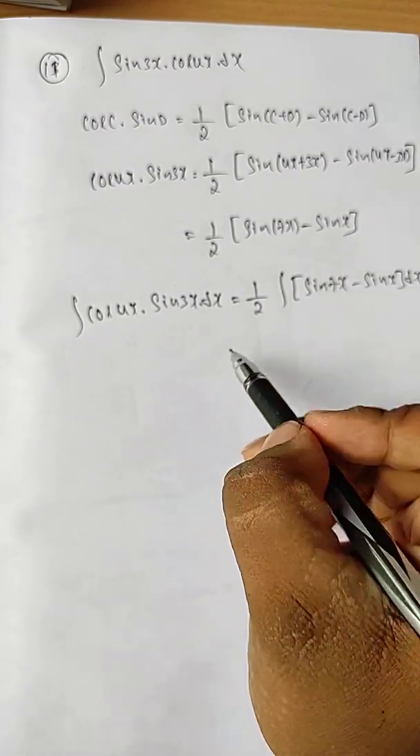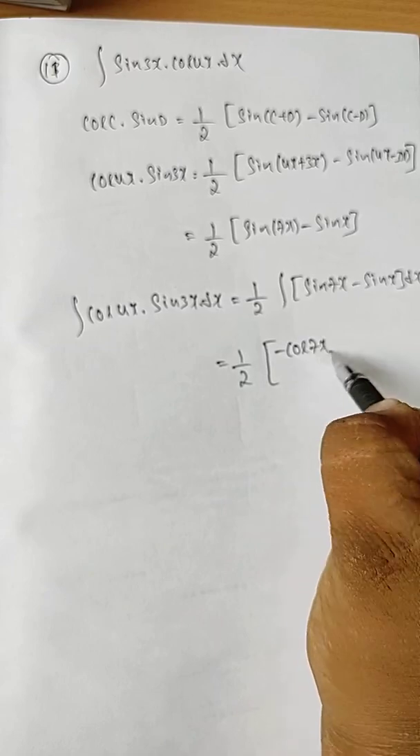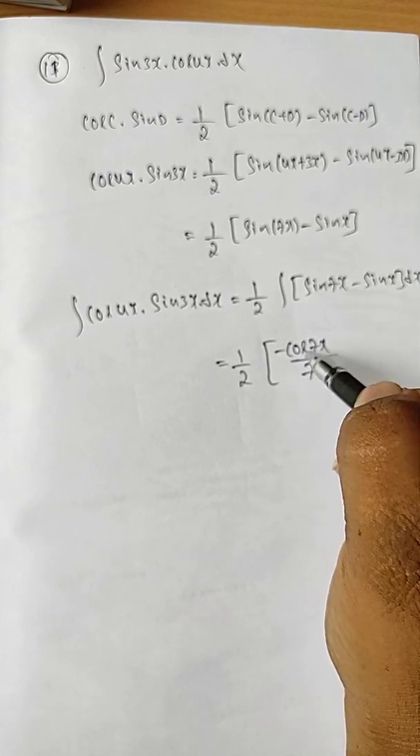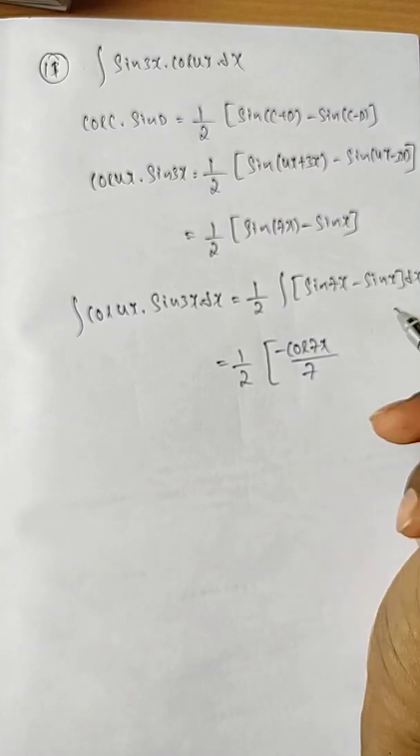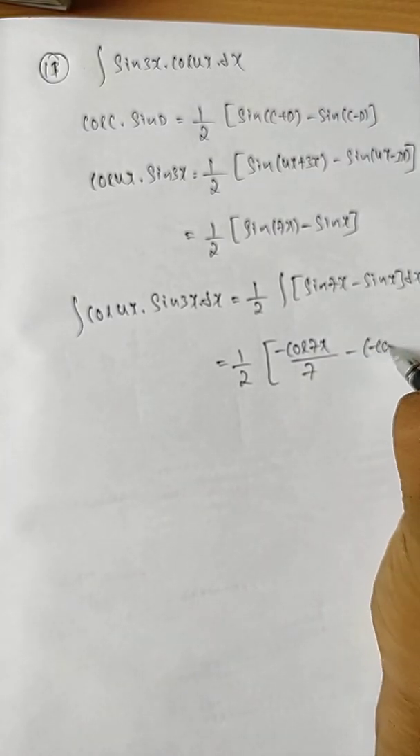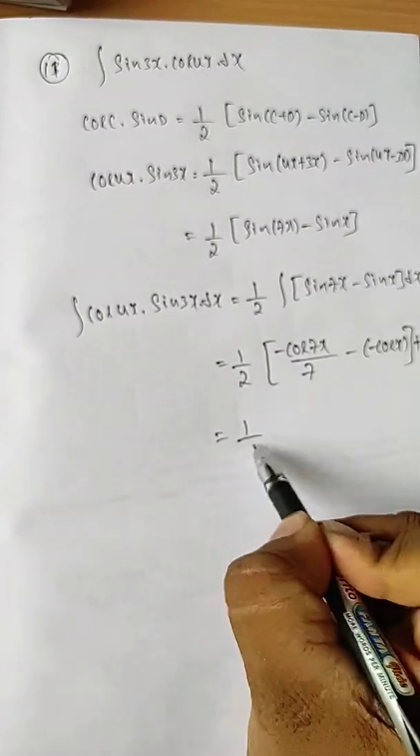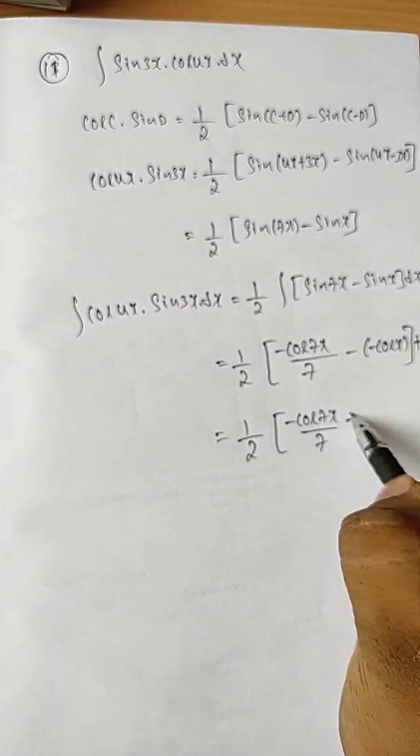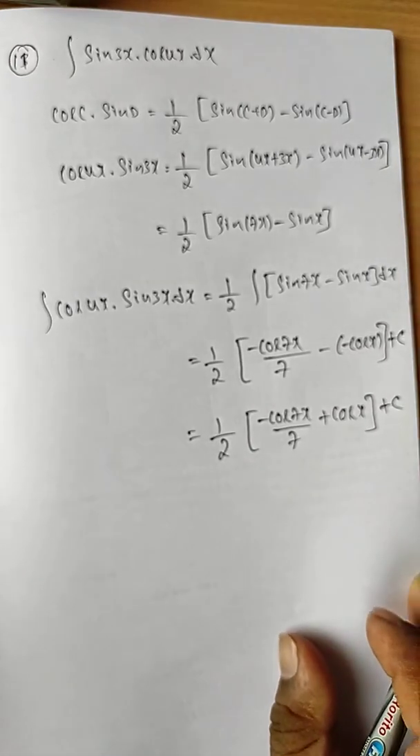Okay. Now 1 by 2. What is the integration of sin 7x? Minus cos 7x by 7. The integration of sin is minus cos. Because on integration, if any x coefficient exists, write the x coefficient in the denominator. Minus, what is the integration of sin x? Minus cos x plus c. So 1 by 2 [minus cos 7x by 7 minus minus cos x] plus c, which becomes plus cos x plus c. Is it clear? Take a screenshot of this and copy it to your notes.